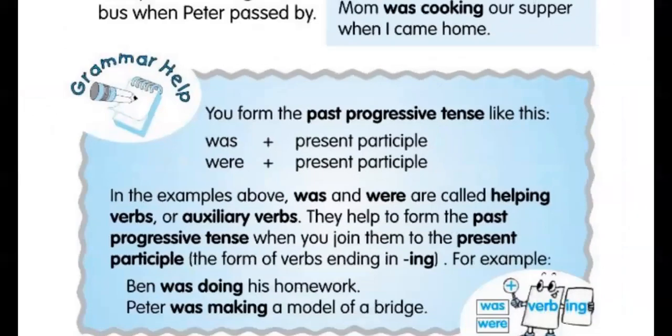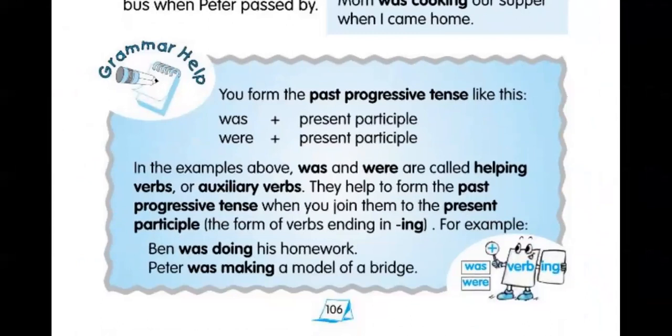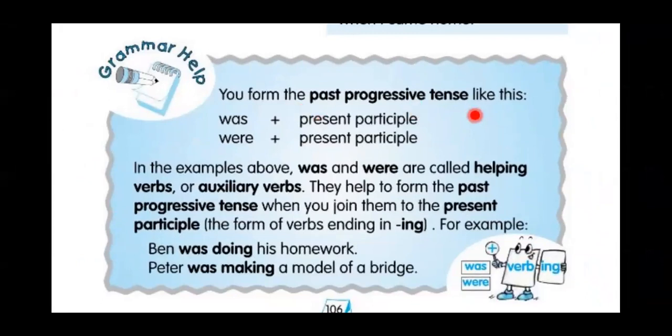Now see over here. You form the past progressive tense like this: was plus present participle, were plus present participle. So what is present participle mentioned over here? Present participle is nothing but verb plus ing, for example clean plus ing, cleaning. So cleaning is nothing but a present participle.